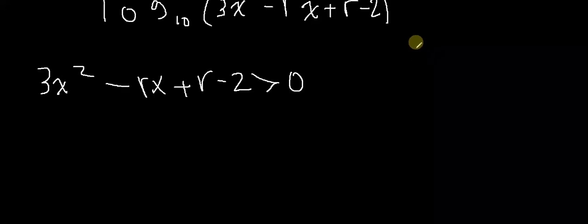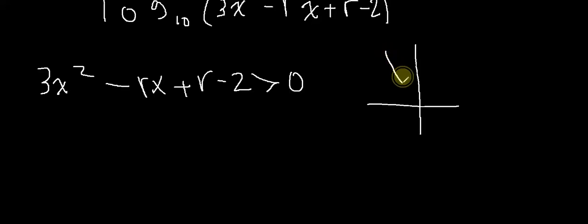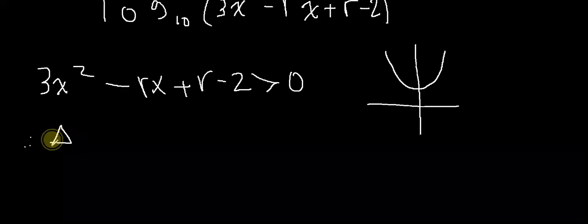For a function, especially a quadratic function, to always be greater than 0, that means it can never touch the x-axis. So for example, it would look like this. So that means it would have no solution. And for a quadratic function to have no solutions, that means the discriminant must be less than 0.